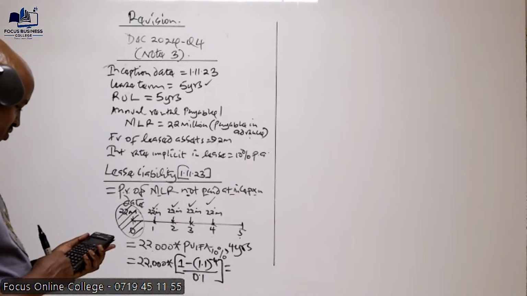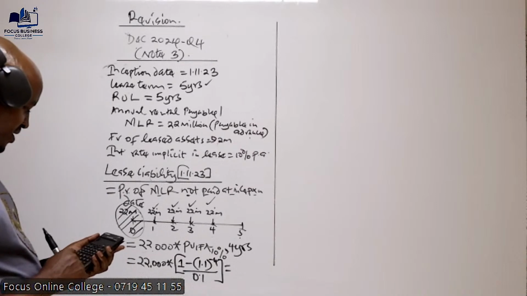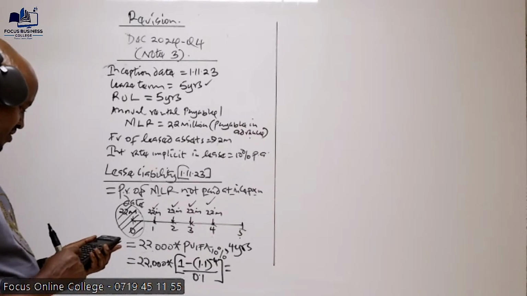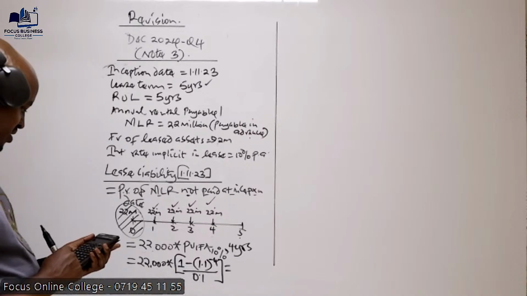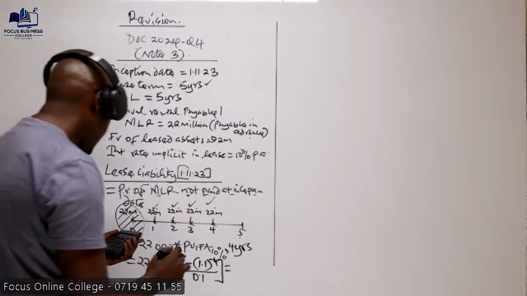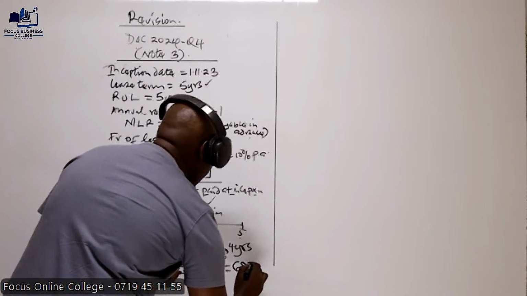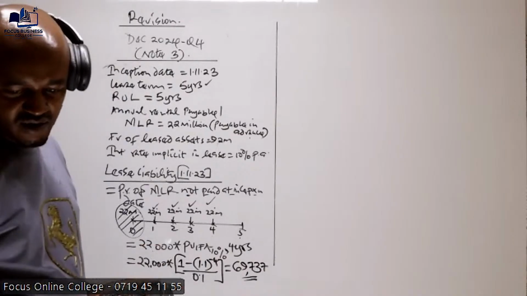So we have 1.1. Let's work out this: 1.1 raised to power negative 4. Then 1 minus the answer, divided by 0.1, times 22,000. And in this case, I'm getting 69,737. That is basically the amount I'm getting there.